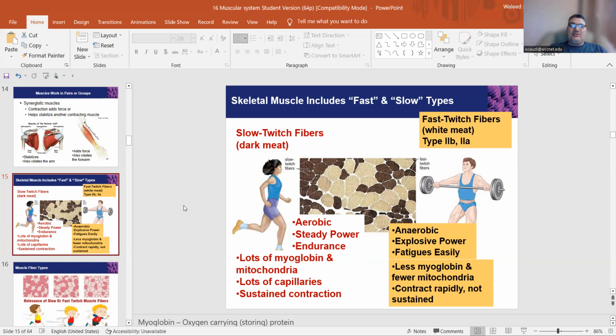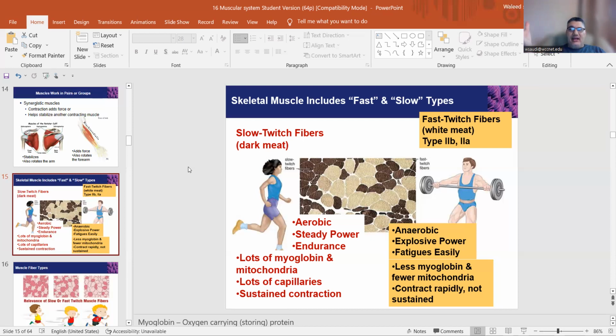There are different types that you have to know. Different types of muscle fibers. Some of them are called slow twitching fibers. Slow twitching means it is slowly contracting. It is slow to contract. And the easy example of that is the dark meat. If you eat meat, some of the meat is dark, some of the meat is white.